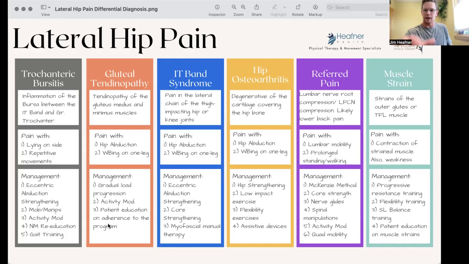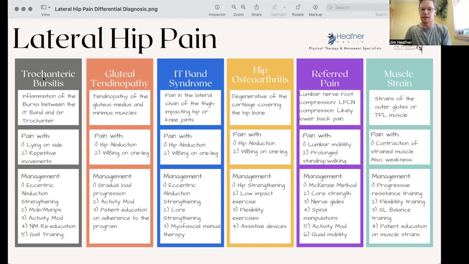As we work our way from bottom to top on this chart, people might come in with slightly different presentations of symptoms. With trochanteric bursitis, they're going to have pain with lying on that side or repetitive movements. Now with gluteal tendinopathy, because it's the glute, and the same with a muscle strain, if you contract that muscle, either in the muscle belly or as that muscle tapers down into a tendon, active abduction of the hip is going to cause pain.